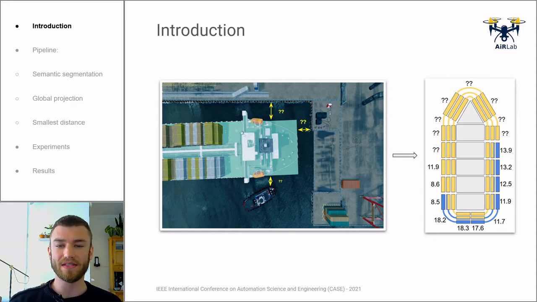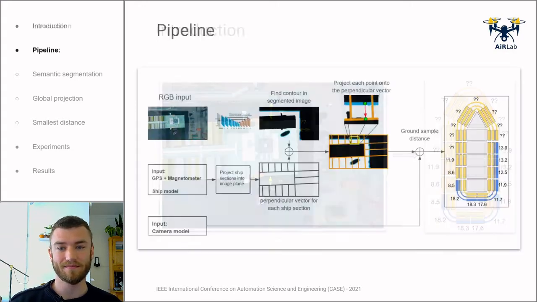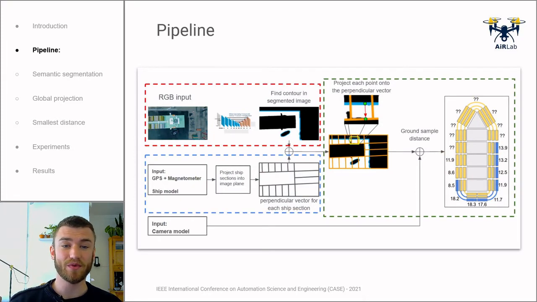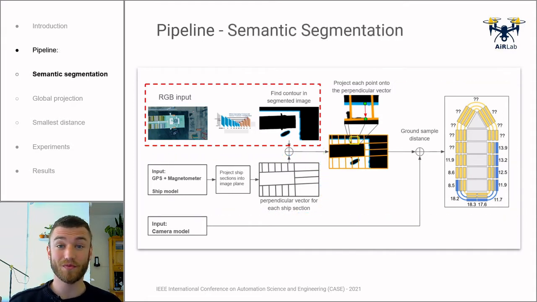To communicate the distances, a model of the ship is split into smaller sections, as we can see here on the right. And the shortest distance to any of these sections is displayed to the captain. So here is our full pipeline. For this presentation, we will split it up into 3 sections, explaining the functionality of each. First, we start with the semantic segmentation section.